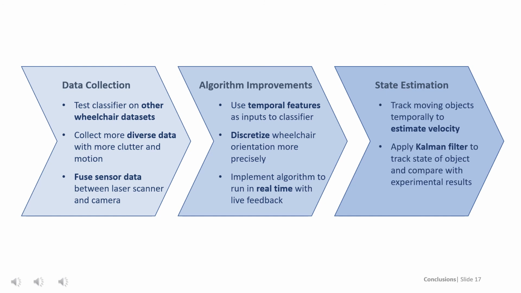An extension to estimating the wheelchair's orientation and location is state estimation, such as tracking the velocity of the wheelchair between frames. A Kalman filter can be applied in this case to predict the wheelchair trajectory and serve as an input to the robot's control algorithm.